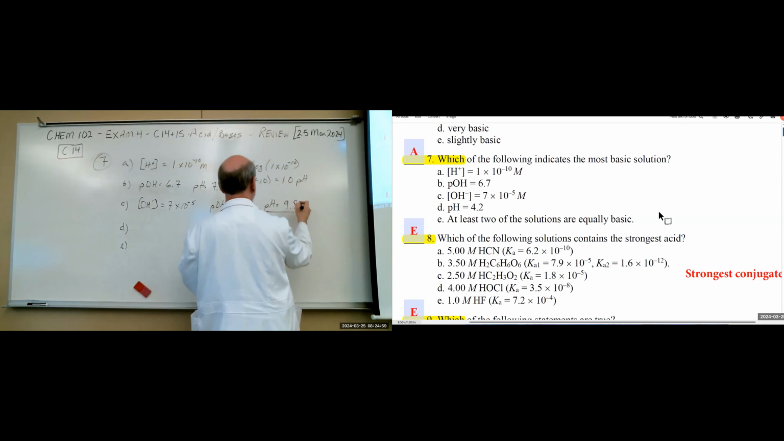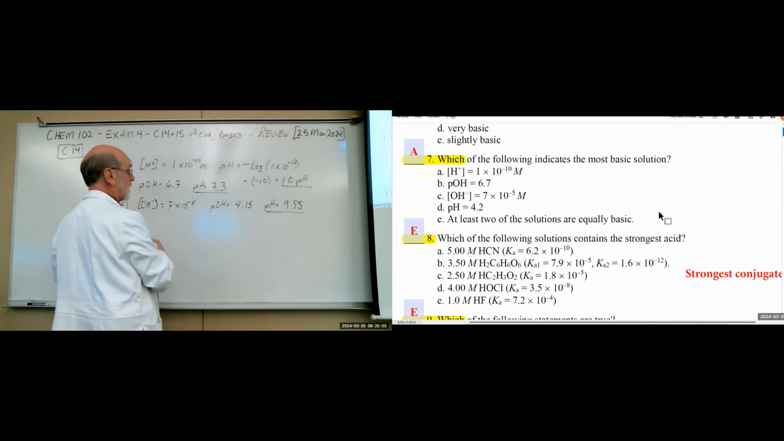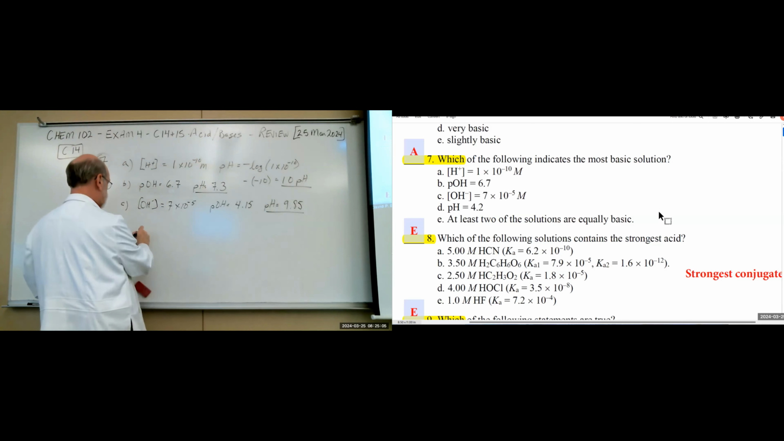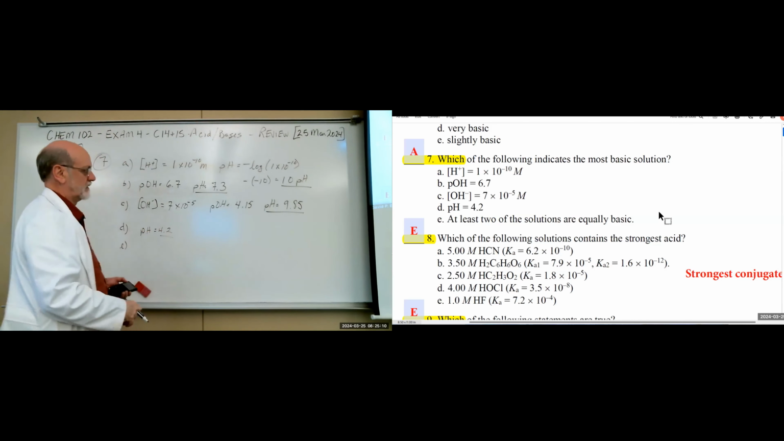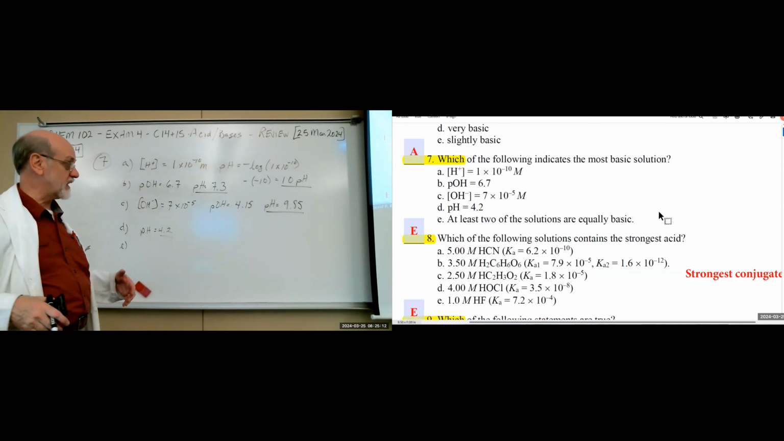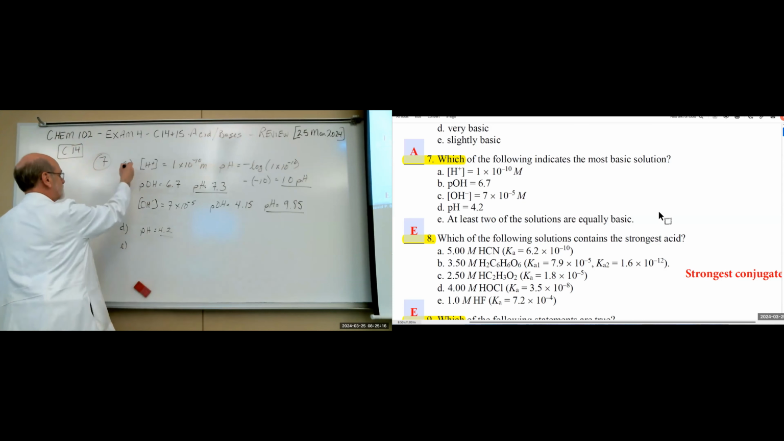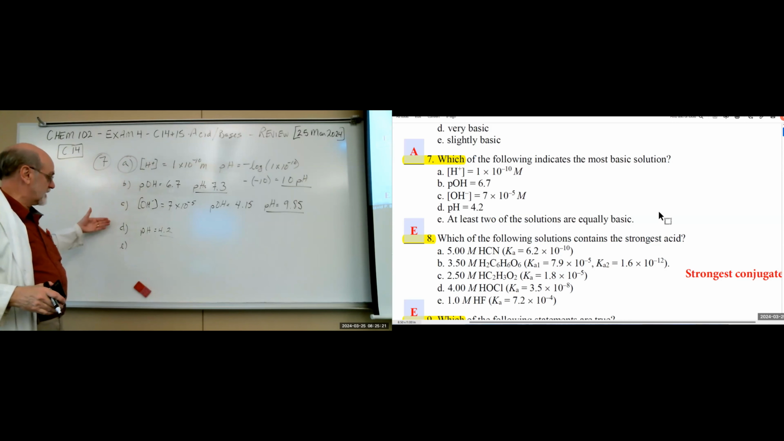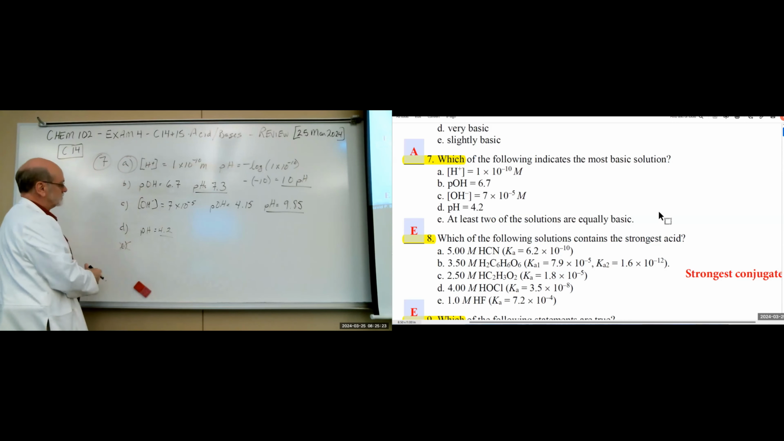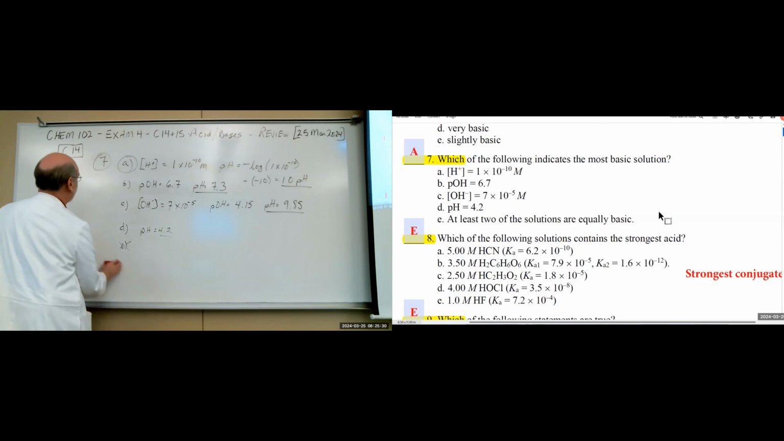Okay, so we got that pH, we got this pH, and we got this pH to compare so far. And then D gives us the pH at 4.2. All right, which one's the most basic? The one with the highest pH value, which would be A. Okay, and since we don't have two of them that are exactly the same, then E can't be true.